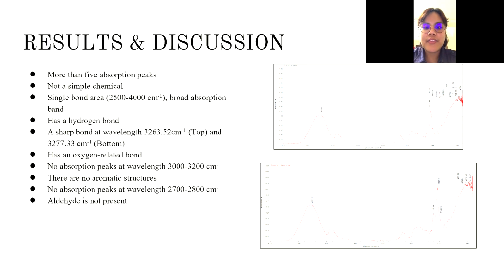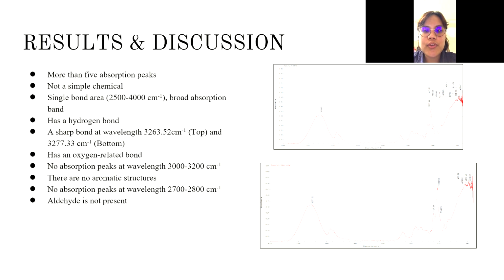Based on our FTIR analysis, we can identify that there are more than 5 absorption peaks, which explains that the samples tested during our experiments are not categorized as a simple chemical. The peak shown in the graph shows a single bond area, and in this region we can identify a broad absorption band, which indicates that there is a hydrogen bond in the tested samples.